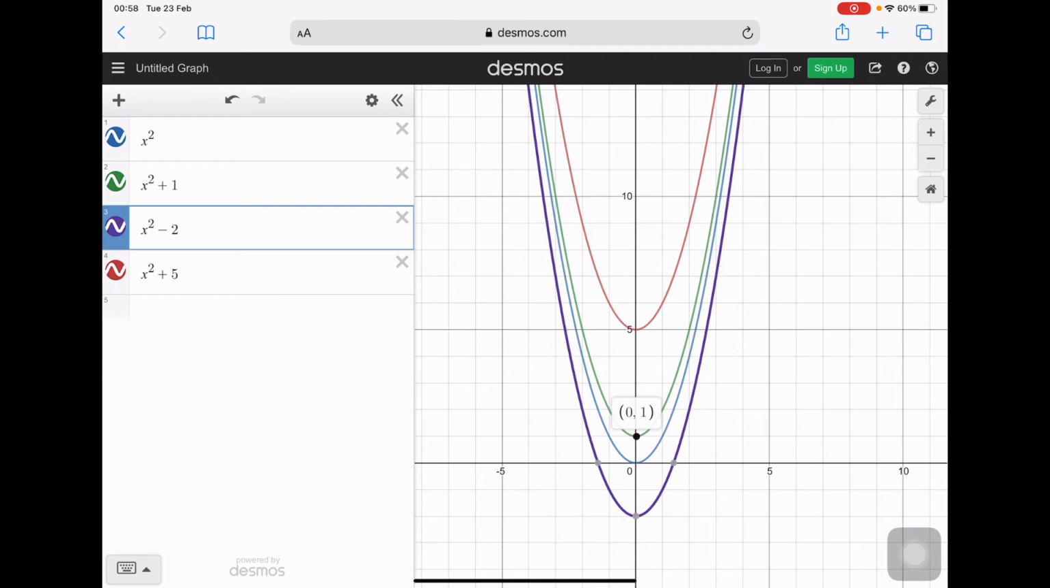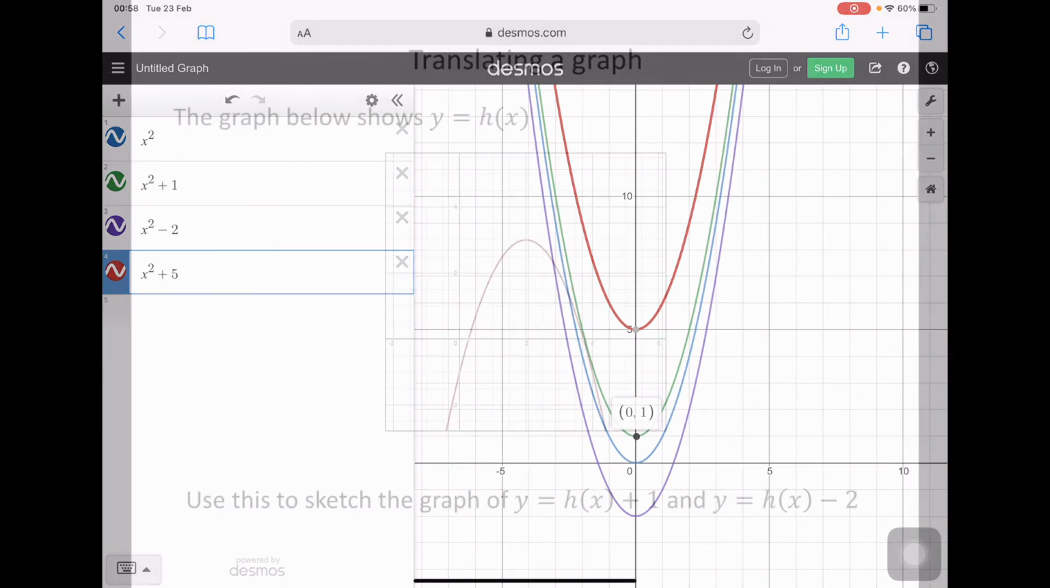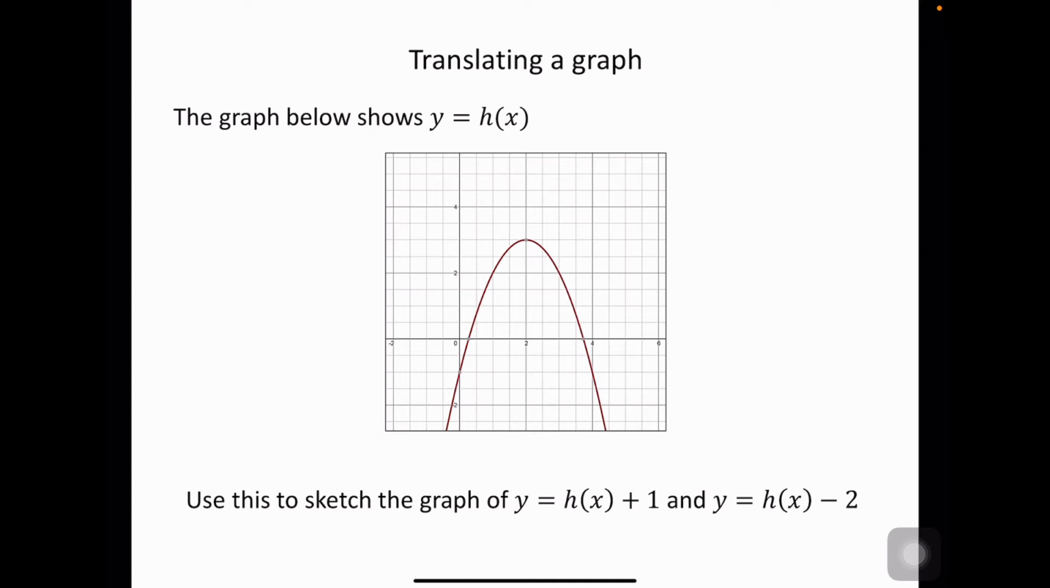The red graph, the x value again won't change. None of the x values are changing. However, the y value changes, and we go from 0, 0 to 0, 5, because we're adding 5. The graph below shows y equals h of x. Use this to sketch the graph of h of x plus 1 and h of x take away 2.